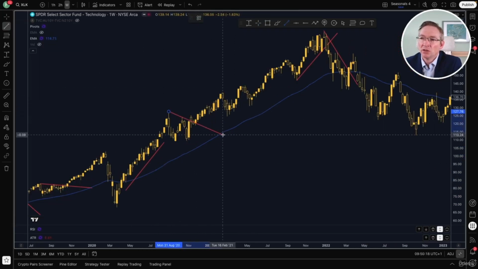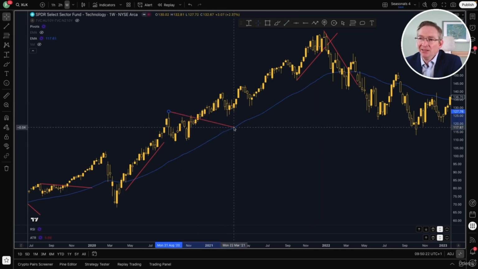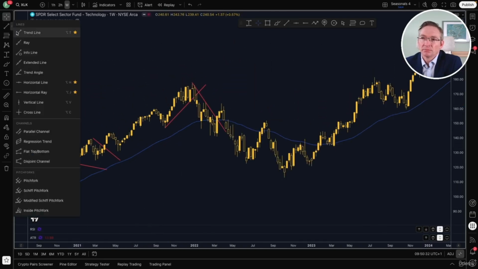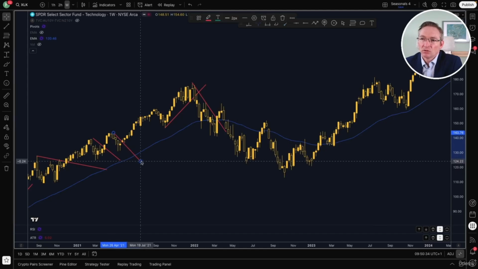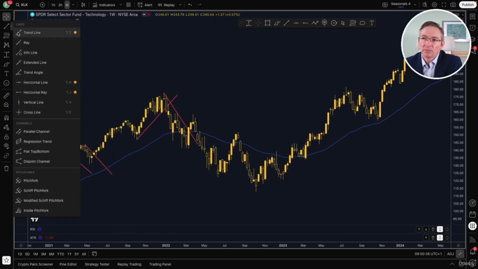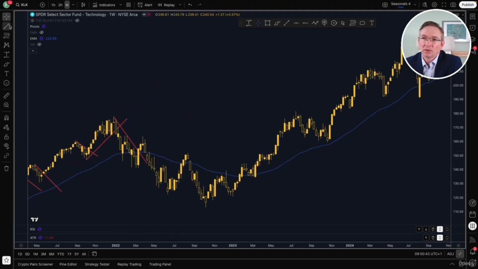Right, 1, 2. Trend line break. Okay, false break. There we go. Trend line break, go with the long. Trend line break, go with the long. Stops underneath the lows. Do you see? Trend line break, go with the long.